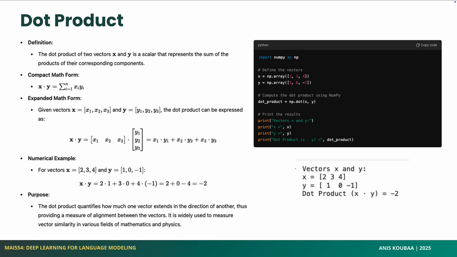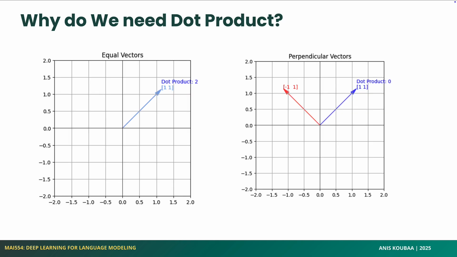And this is how we can do this mathematically. If you have X and W, we take X and the transpose of Y, and then X1Y1, X2Y2, and X3Y3. And this is going to give a scalar, -2, for example. Now, what does the dot product represent? We understood mathematically how to calculate it, but this has a lot of meaning. This is a fundamental concept that is used in NLP.